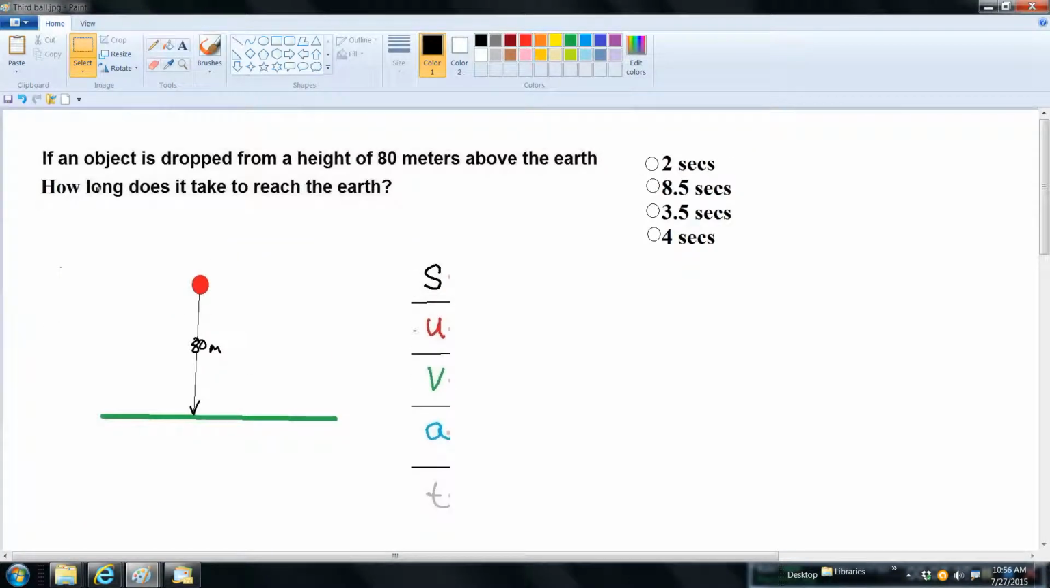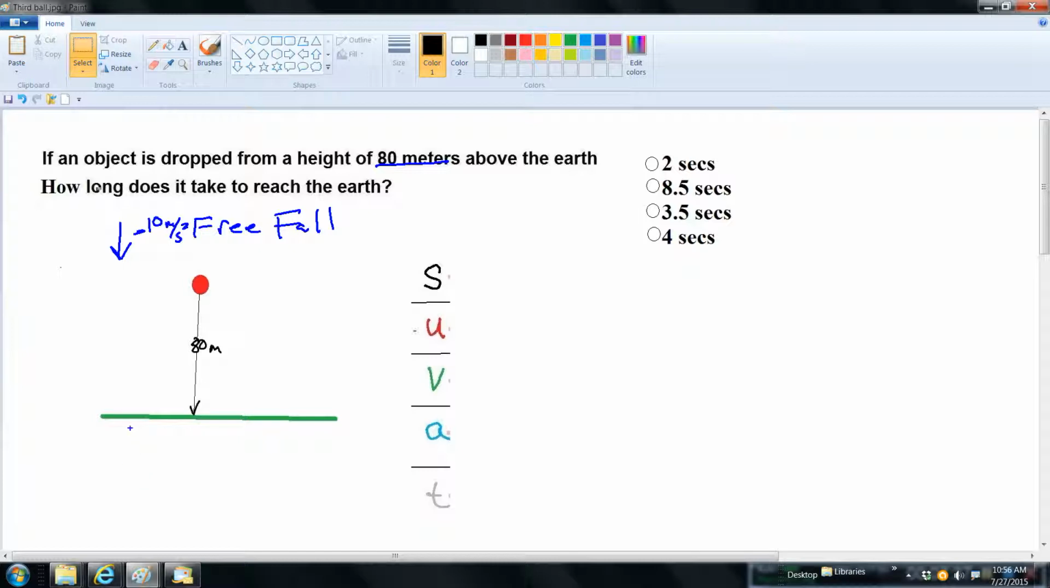We have an object. If an object is dropped from a height of 80 meters above the Earth, how long does it take to reach the Earth? So first thing we want to do is ask if there's a constant acceleration imparted on this object. And yes, this is a free fall problem. It's one-dimensional, and we'll assume that there's no air resistance to contend with here. And so we've got just a minus 10 meters per second squared. I rounded off from 9.8.